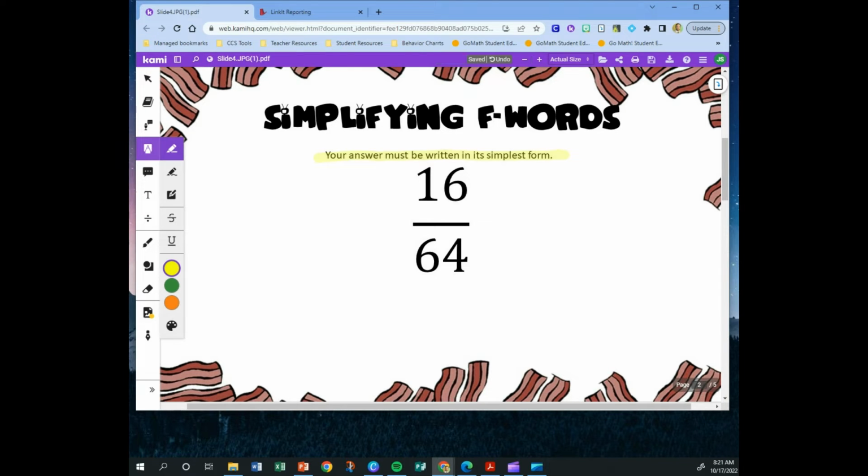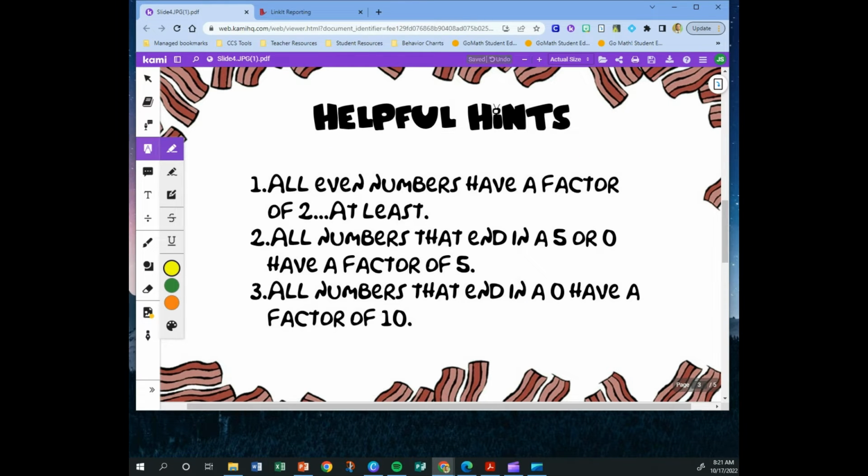Okay, simplifying F words. Now, there's certain things you want to look out for. So, a couple of helpful hints here. Anytime the numerator is an even number and the denominator is an even number, it can be divided by 2. Anytime a fraction ends with a 5 or a 0, it can be divisible by 5. And anytime it ends in a 0, it can be divisible by 10. So something like 30 over 40, both of those can be divisible by 10. You divide the 30 by 10, divide the 40 by 10, you get 3 over 4. That's how we reduce fractions.